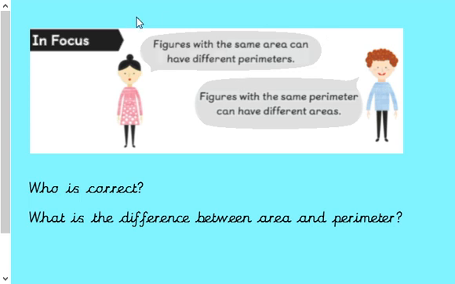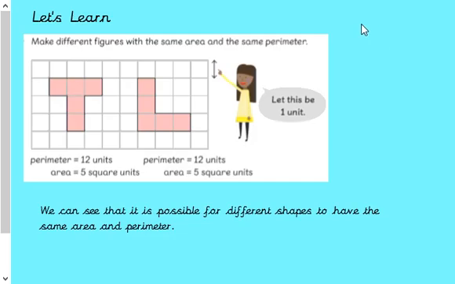We'll come back to this question a little later as we're moving through our learning. Okay, let's learn. So first of all, the young lady here is saying, let one of these square lengths be 1 unit. So we're going to call these units today square units. And it says there, is it possible to make different figures with the same area and the same perimeter? So that means that they would take up the same amount of squares or same amount of units and then have the same distance around the outside. So let's have a look and see if we can do that.